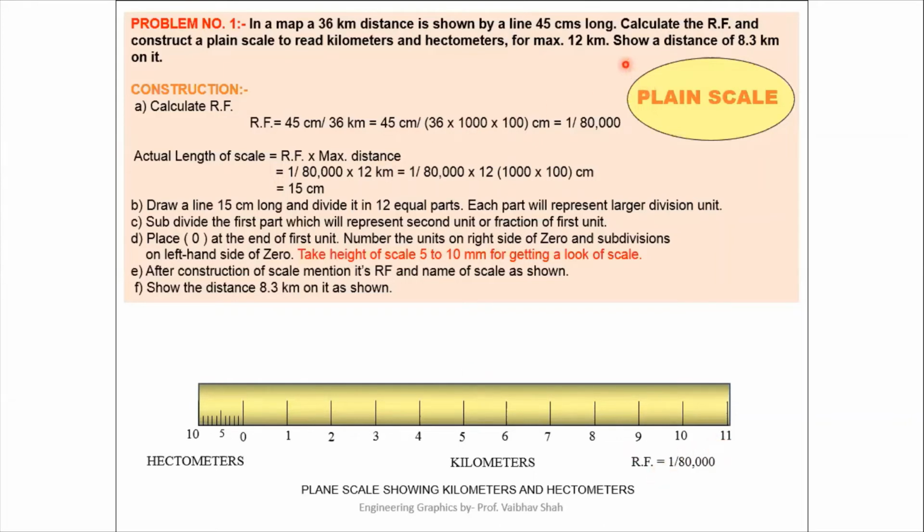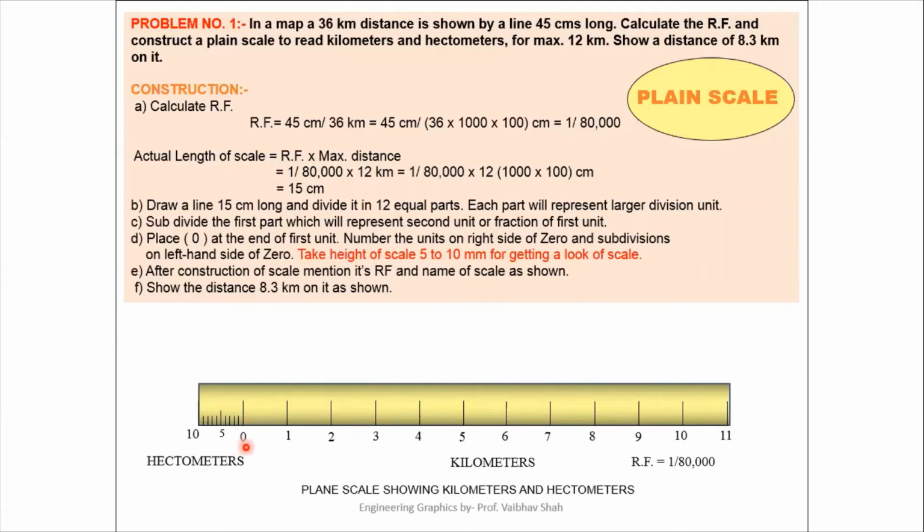Now we have to show a distance of 8.3 kilometers on it. 8.3 kilometers means 8, which is your primary unit, and after the decimal point we'll specify your secondary unit. So we'll measure 8 from your primary scale, and 3, which is after the decimal point, from your secondary scale, to the left of the 0. So let us try to measure this. We'll start with 8.3.